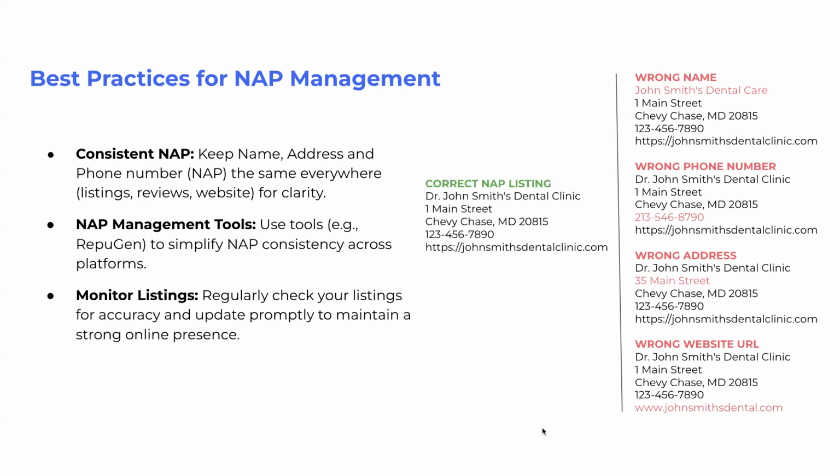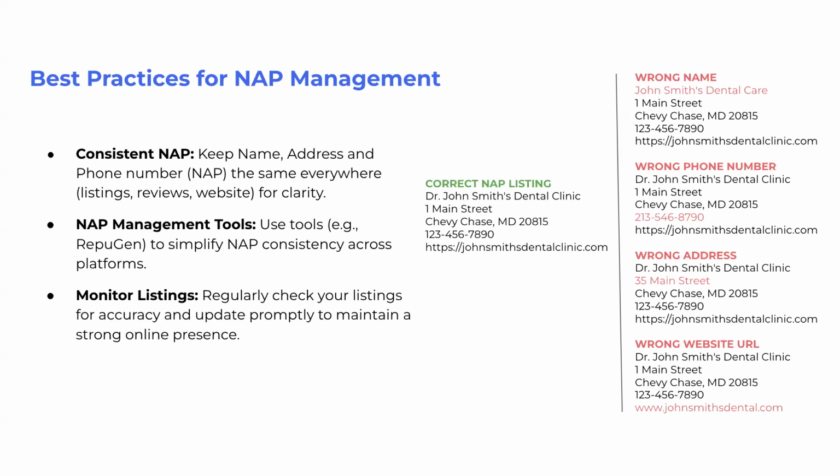We can see the first inconsistent listing is due to the difference in names for the listing. The correct name for the listing would be Dr. John Smith's Dental Clinic, but the name on the right is missing the word doctor and replaced the word clinic with care. These discrepancies showcase how easily confusion and missed opportunities can arise when even minor details within your NAP information aren't consistent. Moving on to the rest of the best practices.